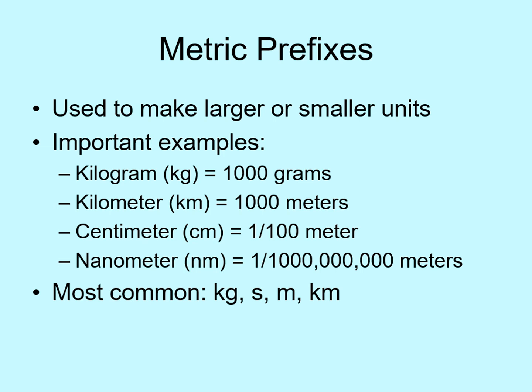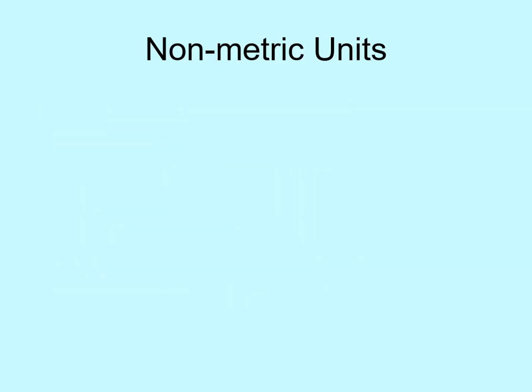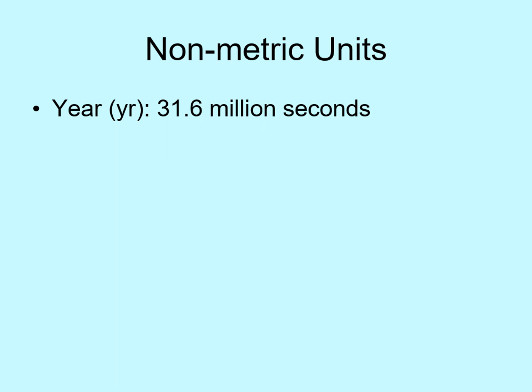In addition to the basic metric units, there are several units that are not part of the standard metric system, but which we use a lot in astronomy anyways. The first one is the year, the time it takes the Earth to go around the Sun. This is 31.6 million seconds. If you really want to impress your friends, you can say that a year is just over pi times 10 to the 7th seconds. They'll all be amazed at what a nerd you've turned into.